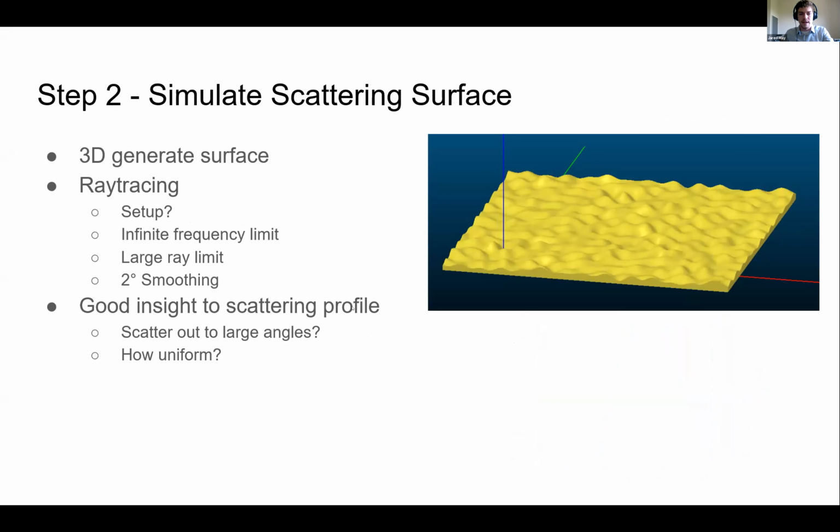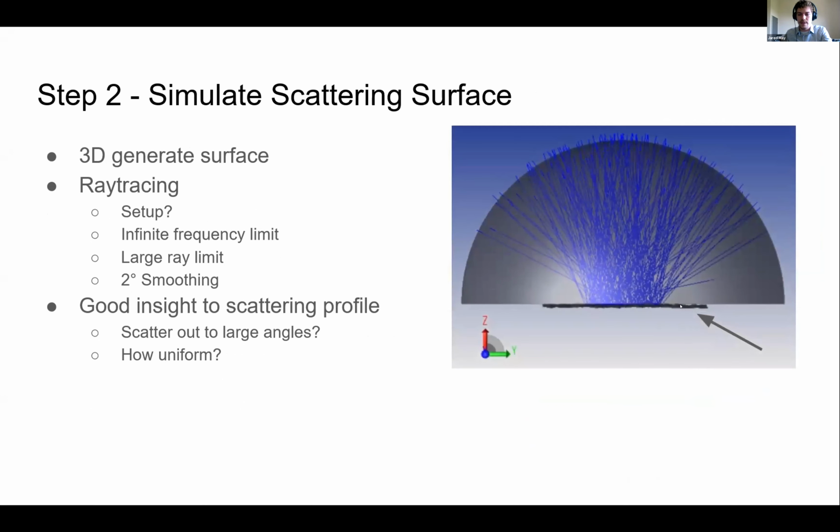So our next step in all this was to actually start simulating the surface. We did this by making a 3D model of our random surface, and then we run that into ray tracing. So where this arrow is pointing, this little line here is kind of an edge-on view to our surface. And what we're doing is sending in a bunch of rays, and they're scattering off. And the way that we look at how these are scattering is we surround our whole setup with this big hemispherical detector. And I should say that in ray tracing, we're working in the infinite frequency limit. And I'll talk about the artifacts of that later on.